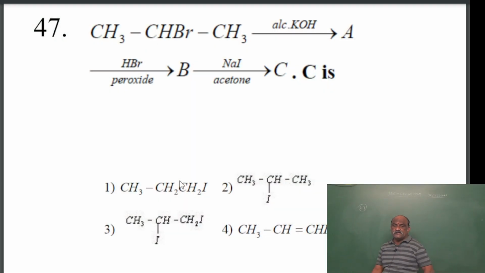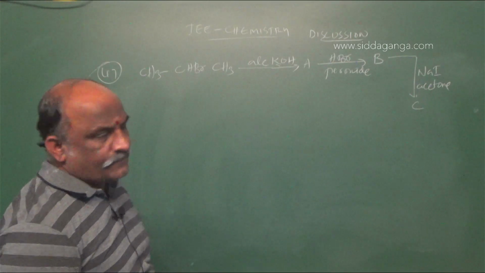CH3 CHBr CH3, alcoholic KOH gives A, HBr with peroxide gives B, NaI in acetone gives C. So what is C?